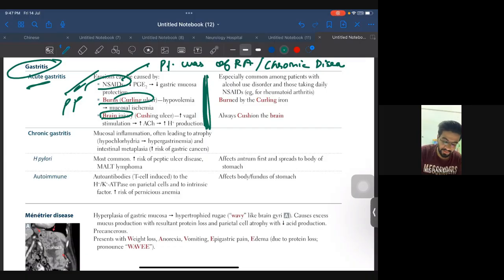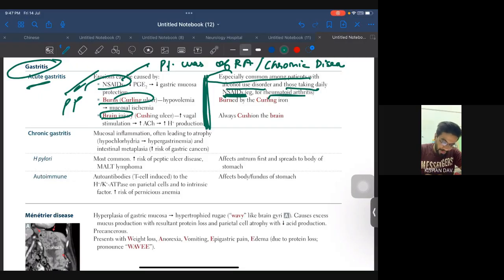Okay, here also they have given, especially common among patients with alcohol use disorders and those taking daily NSAID, rheumatoid arthritis. But they won't mention in the question कि the patient was taking NSAID daily. Okay, so you need to figure it out from it.